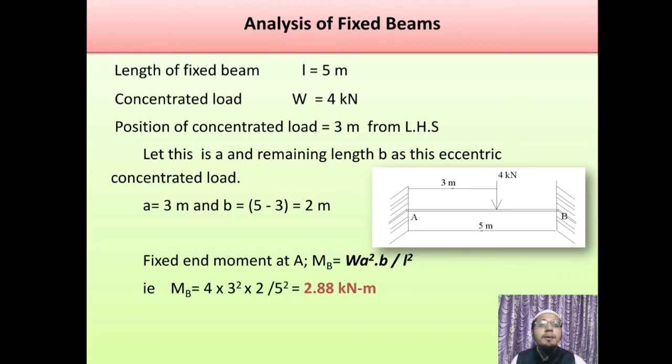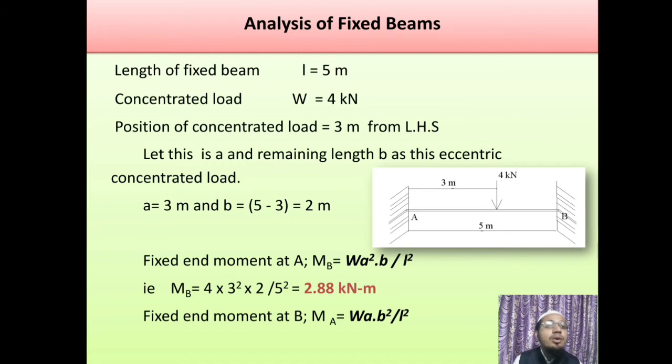The fixed end moment at support A can be obtained as MA equals W a b square by L square. I have already said that for taking the moment at A, we take the square of the distance of the load from support B, and for obtaining the moment at B, we take the square of the distance of the load from support A. So here a is the distance from support A, and b is the distance from support B. So MA will be W a b square by L square. Now put in the values.